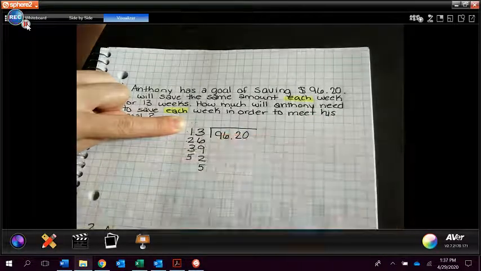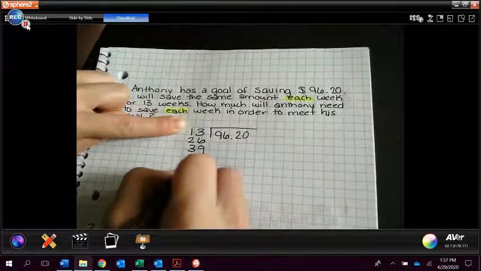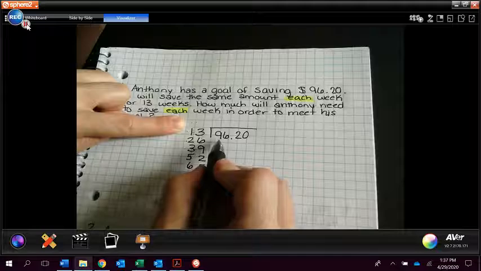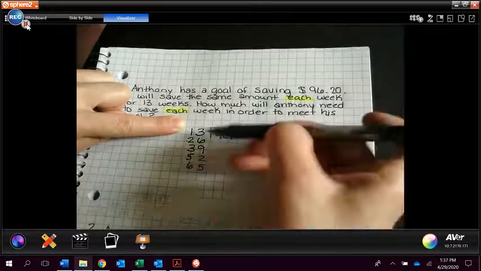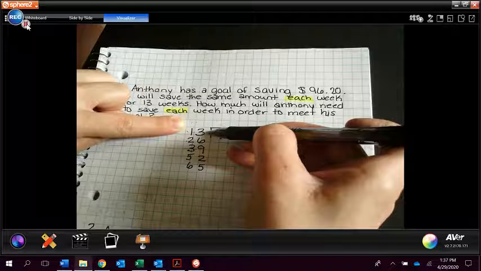1 plus 5? 6. And I just continue. I have to try to get all the way to 96. That's where I can stop my multiples. So I'm going to continue. 5 plus 3? 8.